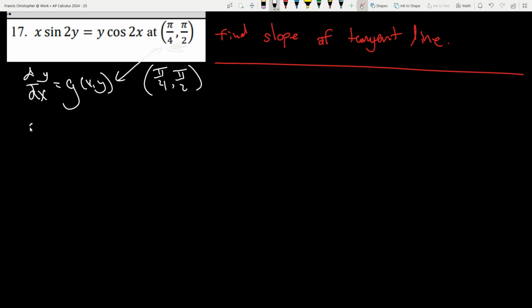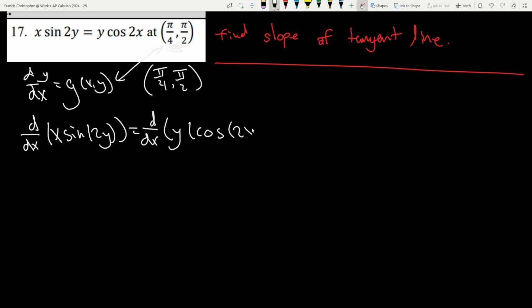So like always, differentiating both sides with respect to x. And I will go through every single step here, just because it's one of these questions and I don't want you to get lost. Y cosine 2x at pi over 4. So the first one I'll do in red up here. This looks like another product rule thing. So f and g, f is x and g is sine 2y. Hopefully you can see that because I'm multiplying them together.